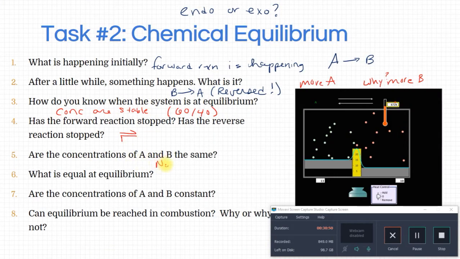No. Concentrations of A and B are not the same, except for when the reactants and the products have the same energy. Then they would be the same. But that's a pretty rare, unique case. Things generally don't have the same energy. If they did, they probably wouldn't react that way anyways.